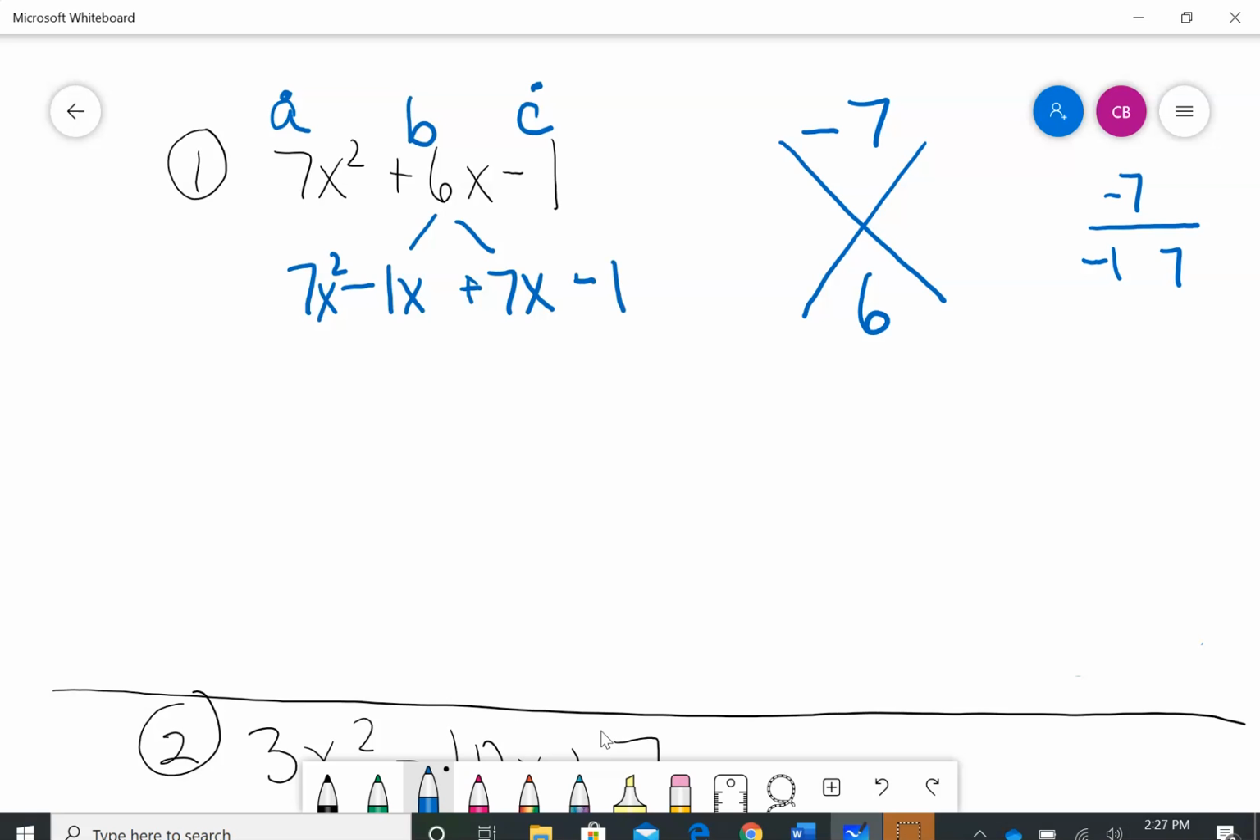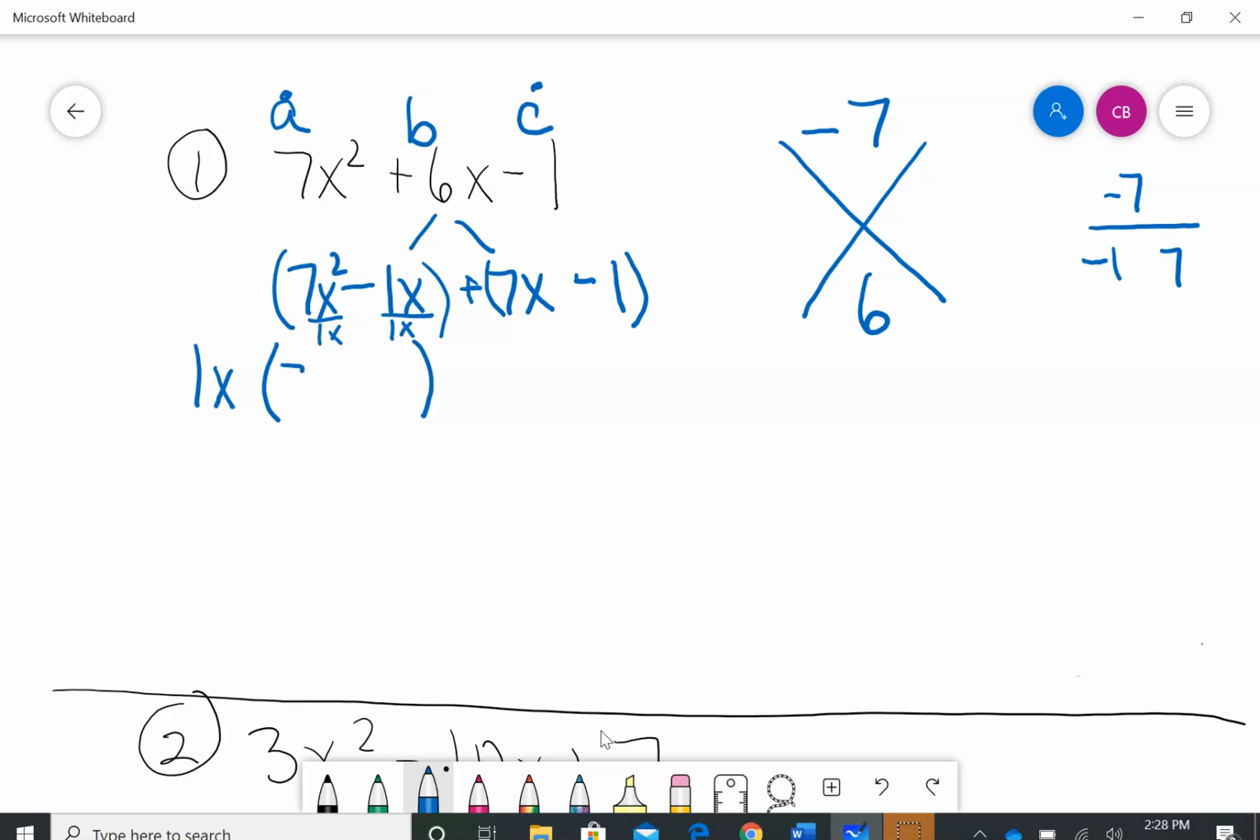Okay, now I have this as 4 terms, and what I need to do is factor by grouping. The first group, if I look at 7x squared minus 1x, well, numerically 1 and 7 can only be divided by a 1. X squared and x, I could divide both of those by an x, so I'm going to factor out 1x. You don't have to put the 1.